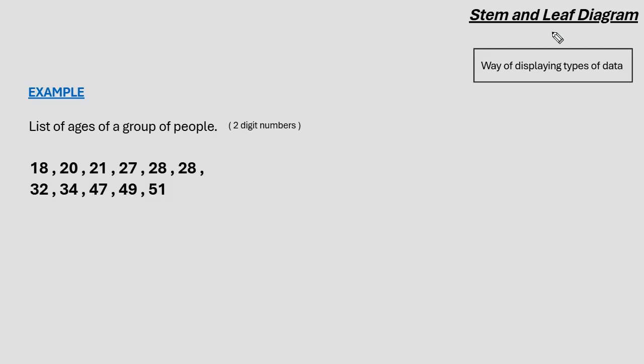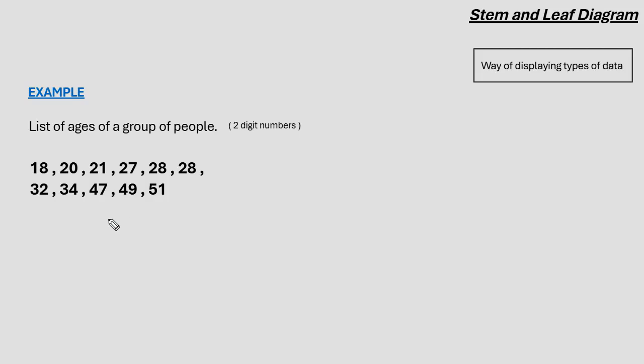A stem and leaf diagram is a way of displaying certain types of data. So let's see how we could use it to display the list of ages of a group of people. Now this list of ages is already in order from youngest up to oldest.